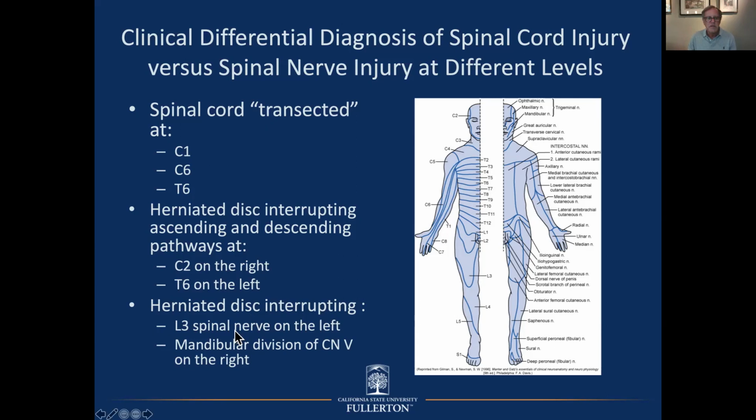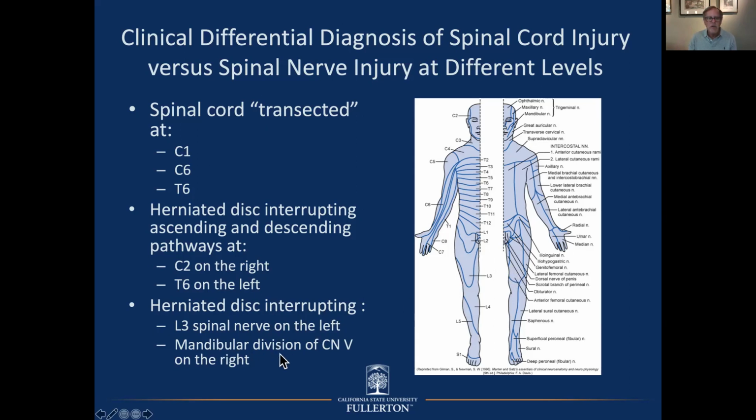All right. Herniated disc interrupting the L3 spinal nerve on the left. So we come down here to L3 and go to the left. Here's what they're going to lose. This on the left. Okay.